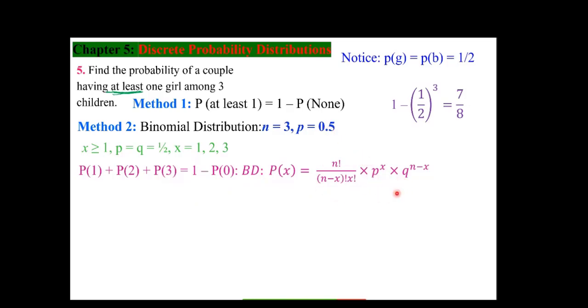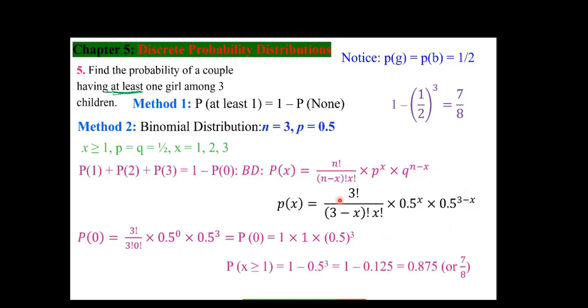You can plug in 1, 2, 3 and calculate and add them up, or it's easier to go with the complementary event because you only have to calculate one of them: plug in 0, evaluate, and take 1 minus that. So this is the formula. As I mentioned, n is 3, p is 0.5, q is 0.5. By the way, they add up to 0.5 to the third power because they are identical. The base is the same. Now just plug in 0, subtract from 1, and that gives you the same answer. Whether you go with this method or the other method makes no difference.